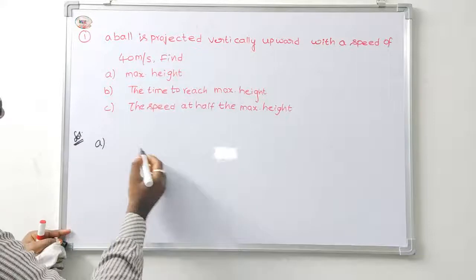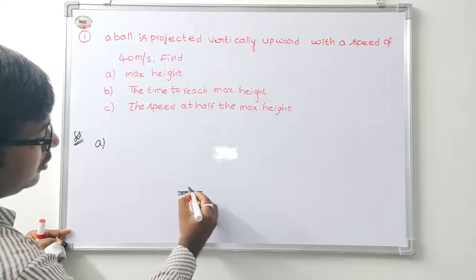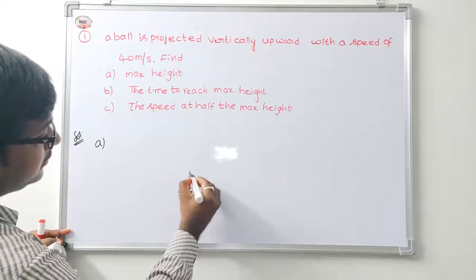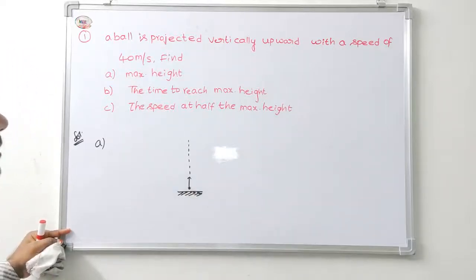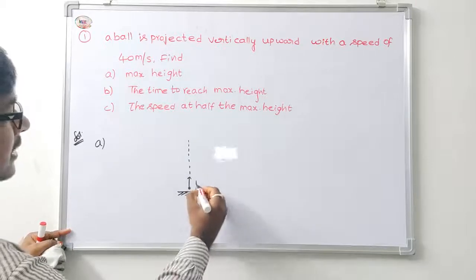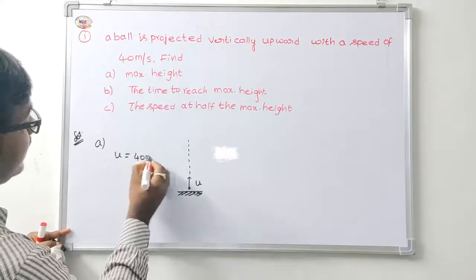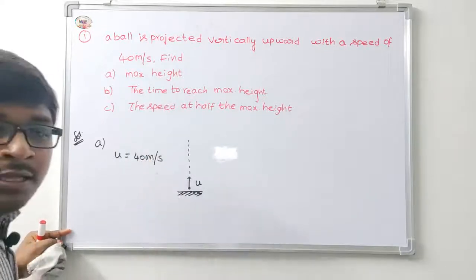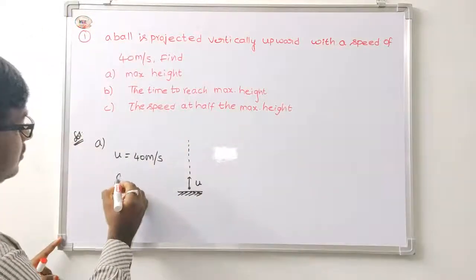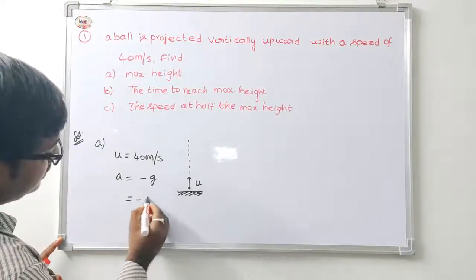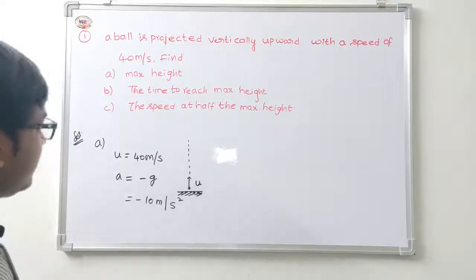First, write the given data, students. So the ball is vertically projected to reach a certain height, then find out the maximum height, students. The initial velocity is u, then u is equal to, in this given data, 40 meter per second. So vertically thrown up, the acceleration is negative, then a is equal to minus g, minus 10 meter per second square.